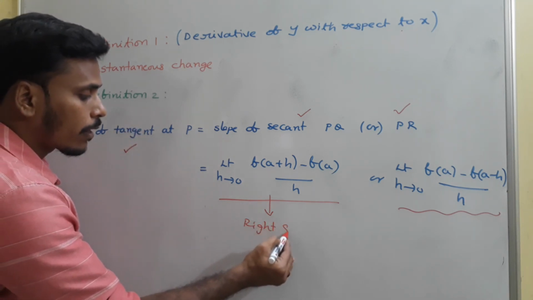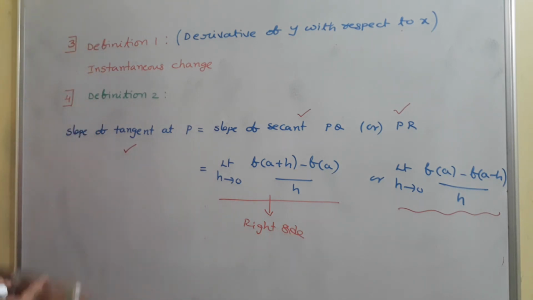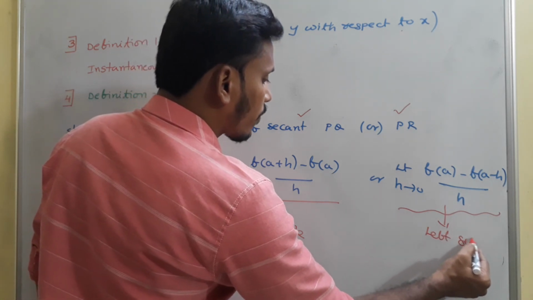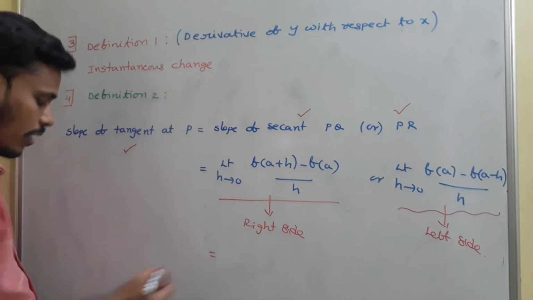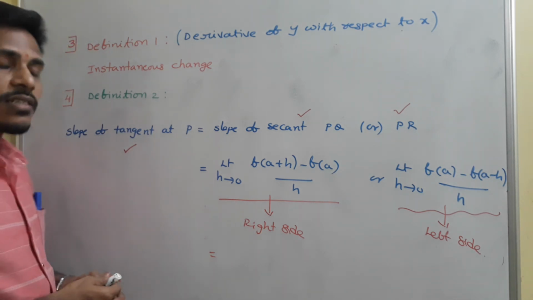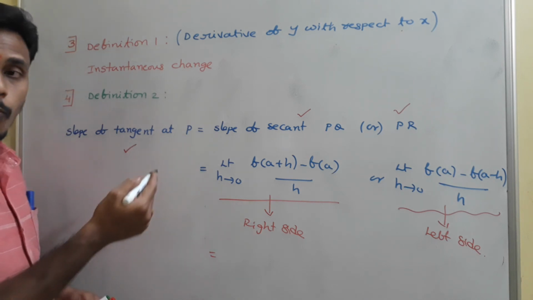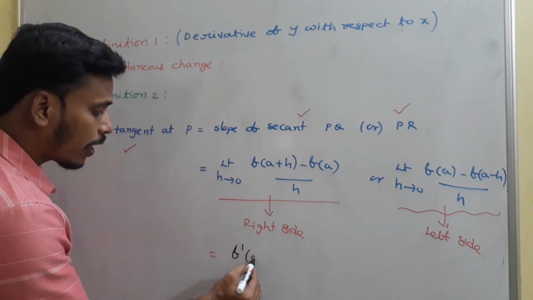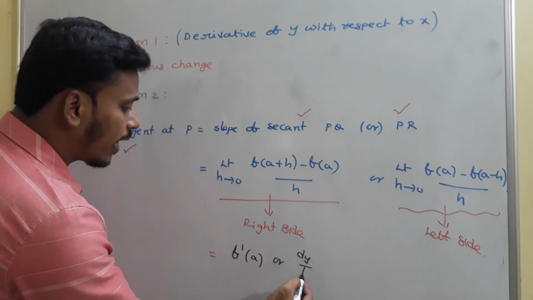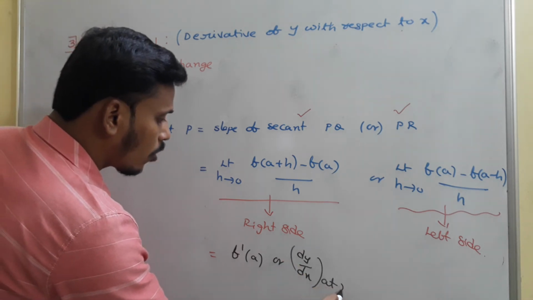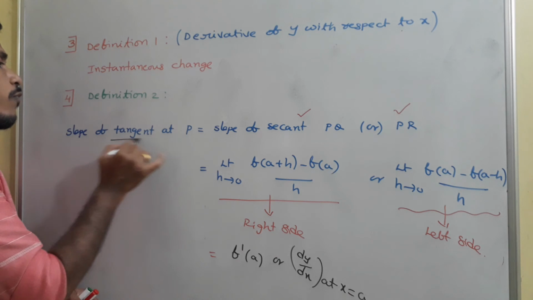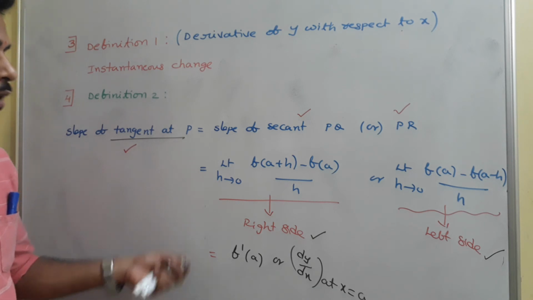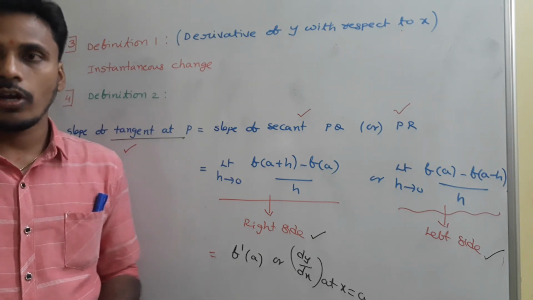The slope of the tangent is the calculation of the slope of secant from the right side, and this is the calculation of the slope of secant from the left side. And as we discussed in the previous case, it is simply the instantaneous rate of change at a particular point A, and it is written as f dash of A or dy by dx at x equals A. We have two choices to calculate the slope of the tangent, either from the right side or from the left side. You just choose either choice to calculate the slope of the tangent at P. Okay, have a look.